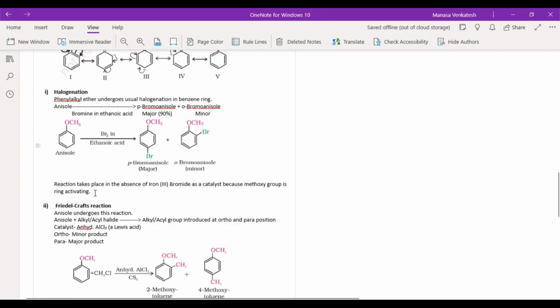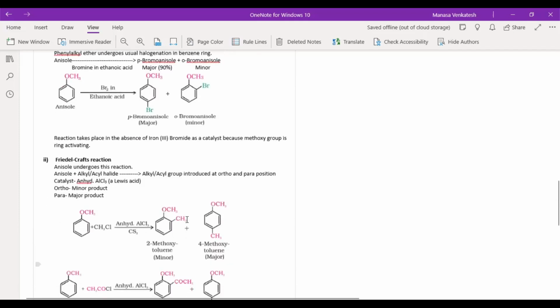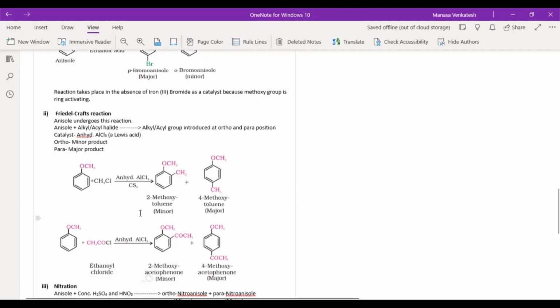Next is the Friedel-Crafts reaction. Anisole undergoes this reaction, so it reacts with an alkyl or acyl halide to give us an alkyl or acyl group at the ortho and the para position. Your ortho product will be the minor product, again due to steric factor, compared to the para. Also, the catalyst used is anhydrous AlCl3. So here you have it reacting with CH3Cl, which is an alkyl halide, to give us an alkyl group at the ortho and para position: 2-methoxytoluene and 4-methoxytoluene respectively.